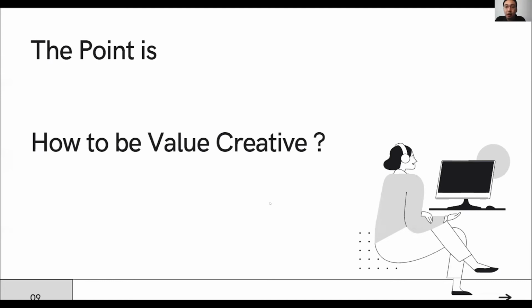Okay, let me tell you about this value creativity. It's not just highlighting buying the products. You have to highlight the benefit of the product, how the benefit helps the customers. That's very important.